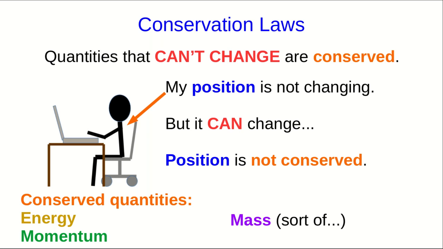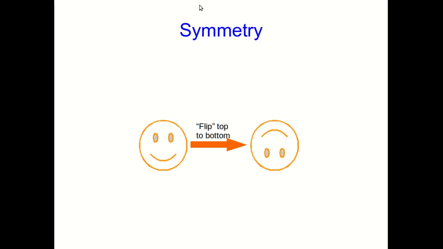Mass is sort of conserved. In fact, mass does change. But usually it's only noticeable in nuclear processes. For our purposes in this course, we won't be concerned with nuclear processes, and to a very, very good approximation, mass is conserved.